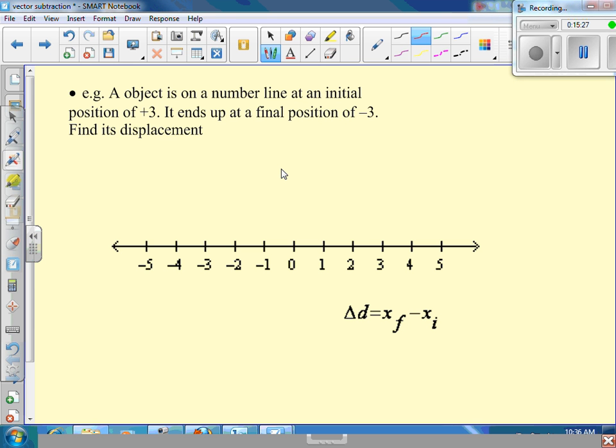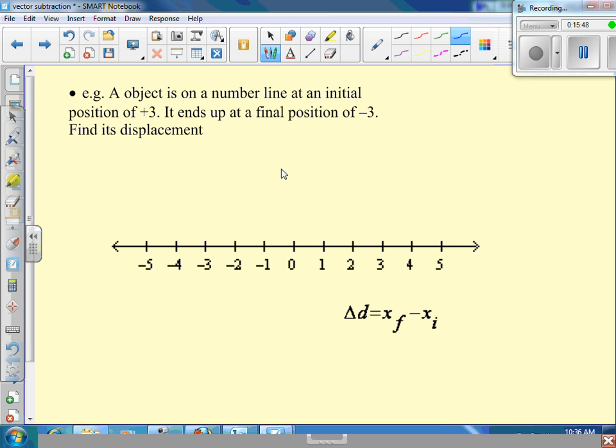Displacement. Let's go back a little bit here and let's talk about displacement. This is where it starts to get confusing, but it's one of those simple things that we've just made confusing. But I'm going to try to make it as simple as I can. An object on a number line is at an initial position of +3. It ends up at a final position of -3. Find its displacement. You don't need to write this down. I'm just building some building blocks here, okay?